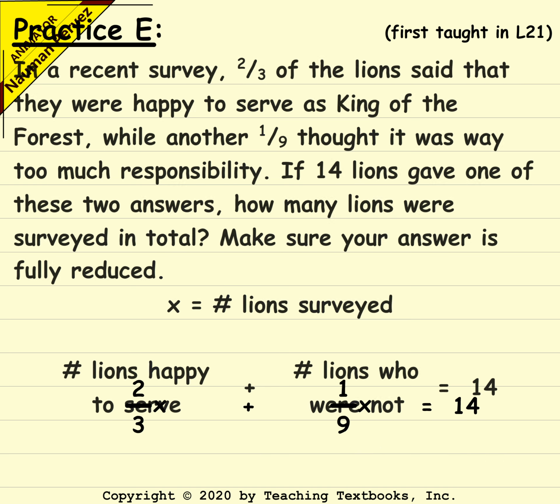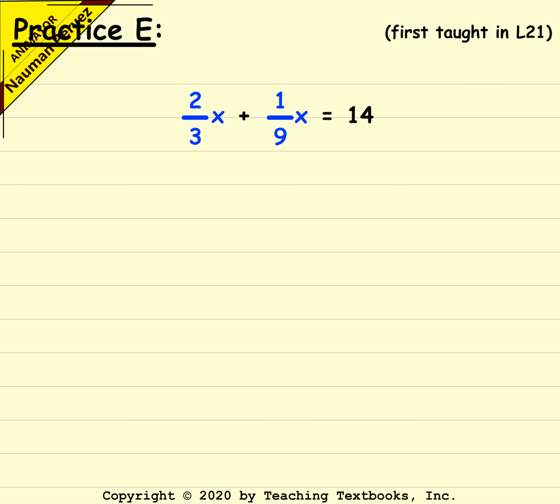Let's go to another sheet first, though. We've got two X terms, and we need to combine them before we can undo the operations, and we can do that by adding the coefficients. 2/3 plus 1/9. They need to have the same denominators, though, so we can change 2/3 to 6/9, just multiplying the top and the bottom of that fraction by 3. And now we can go ahead and add the coefficients. 6/9 plus 1/9 is 7/9 X.